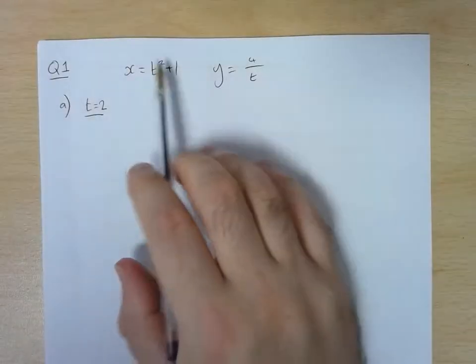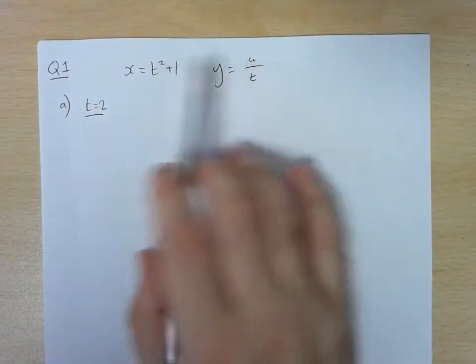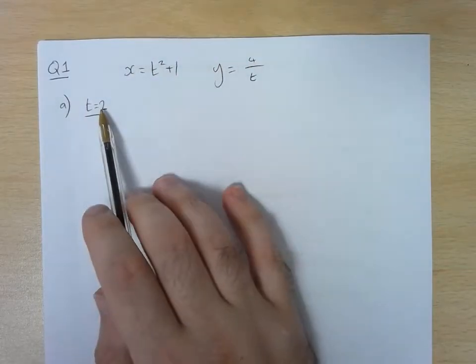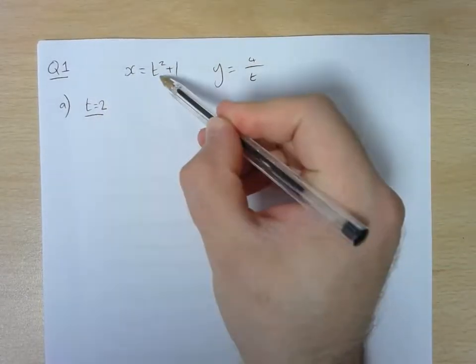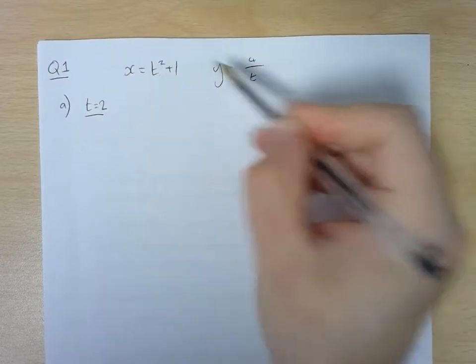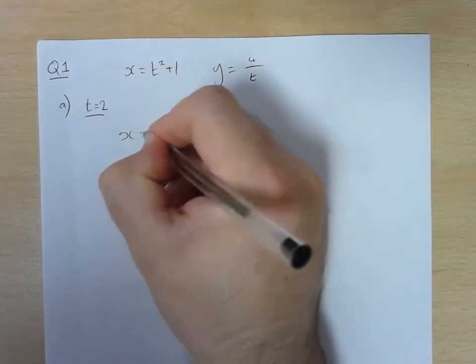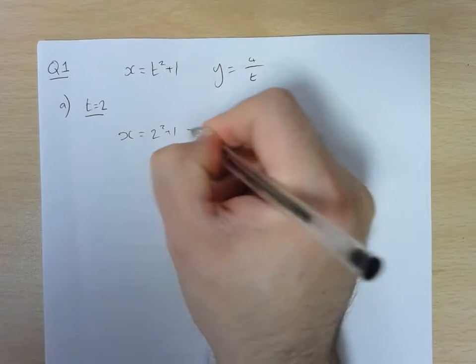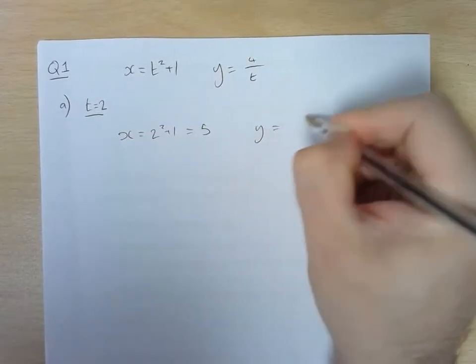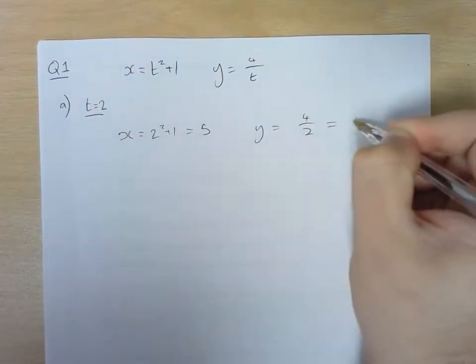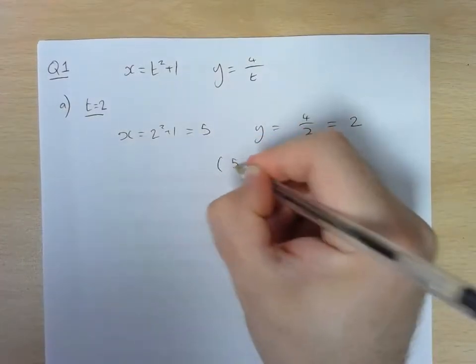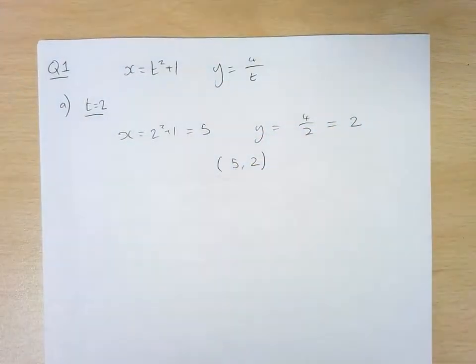So we've got our two parametric definitions, and we've got our t equals 2. What we're going to do is put t in here to get the x1 and t into here to get the y1. So nice and simply we get x is 2 squared plus 1, which is 5, and y equals 4 over 2, which is 2. So we get (5, 2). Those are our coordinates.